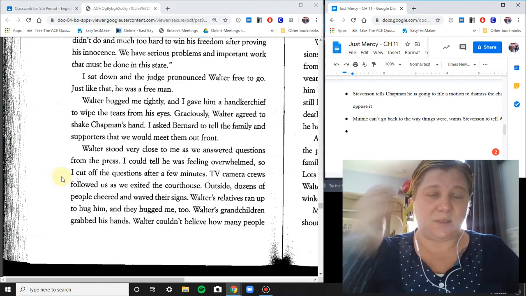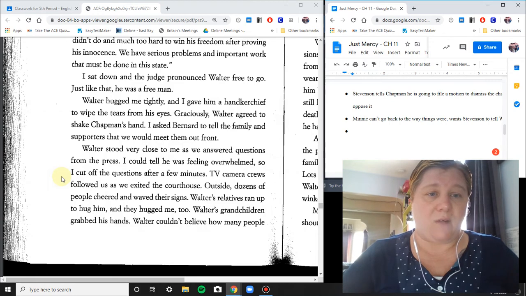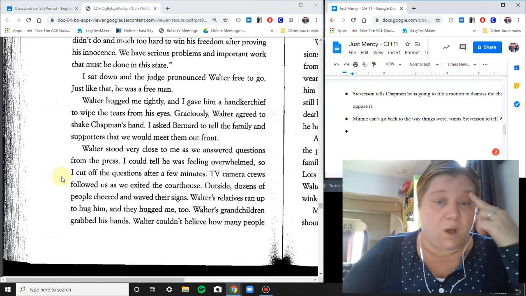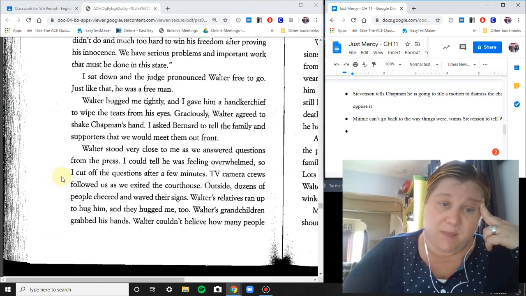Walter stood very close to me as we answered questions from the press. I could tell he was feeling overwhelmed, so I cut off the questions after a few minutes. TV camera crews followed us as we exited the courthouse. Outside, dozens of people cheered and waved their signs.